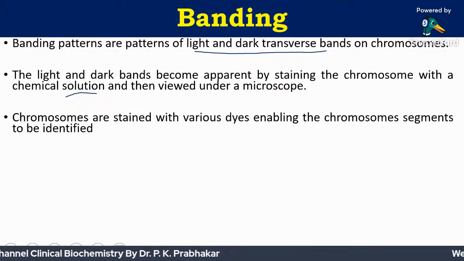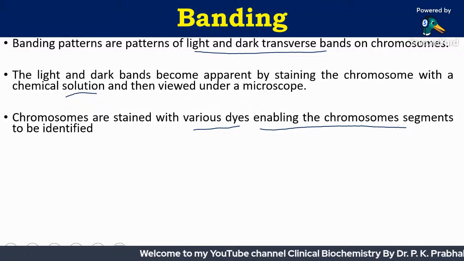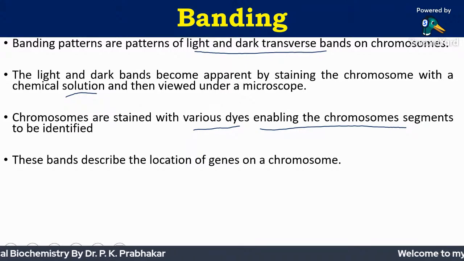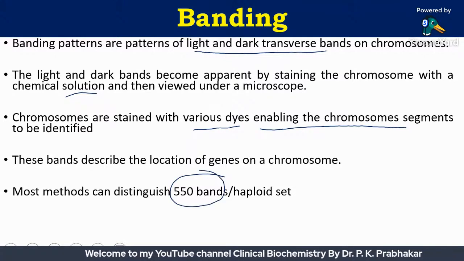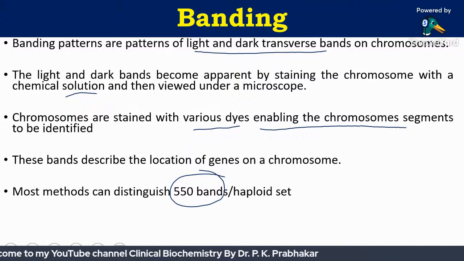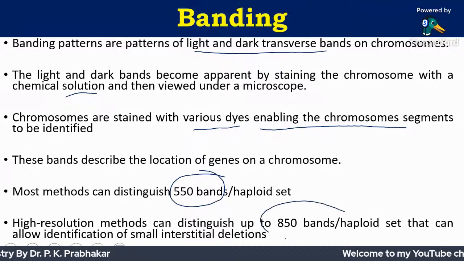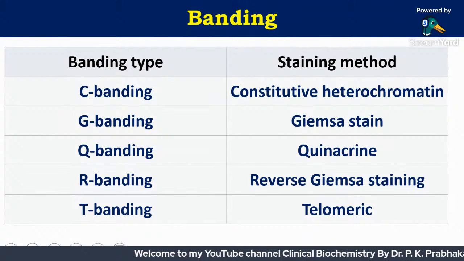So chromosomes are stained with very different kinds of dye. I have told you some kind of chemical dye, some kind of fluorescent dye we are going to use, and that enables the chromosome segments to be identified. These bands describe the location of genes on the chromosomes. Just now we have seen the CFTR gene on the chromosome. With most dyeing methods, banding patterns can visualize more than 550 bands per haploid set. But if you use higher resolution methods, you can visualize up to 850 bands per haploid set. These are the different banding patterns we can have.